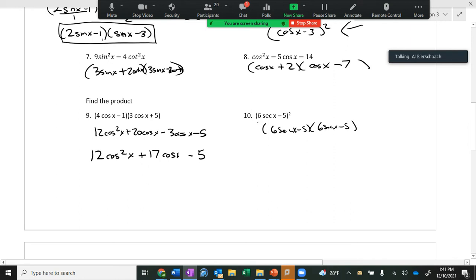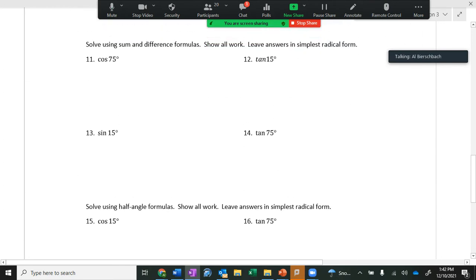The last one, 6 secant of x minus 5 squared is 36 secant squared of x minus 30 secant of x minus 30 secant of x plus 25, which is 36 secant squared of x minus 60 secant of x plus 25. Okay?